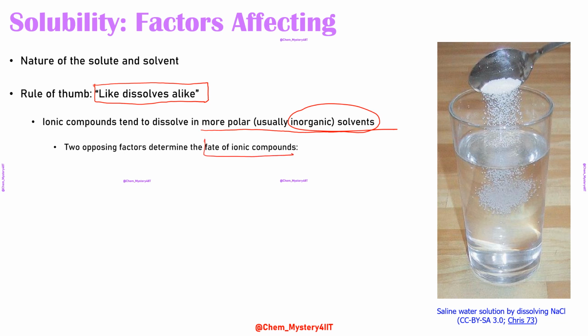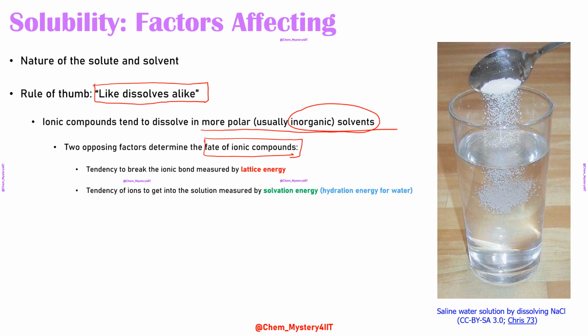So one is what we are calling the lattice energy, which is the tendency to break the ionic bonds, like how easily ionic bonds of a given ionic compound can be broken. That is measured by lattice energy. And the second thing is hydration energy, when we are talking about solubility in water. If it is any other solvent in general, we will call this term the solvation energy. So solvation energy versus lattice energy, these two things will govern our overall solubility for any given ionic compound.